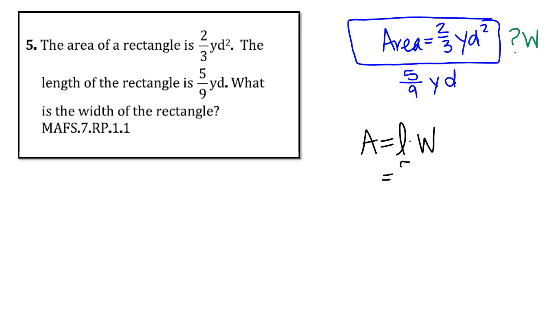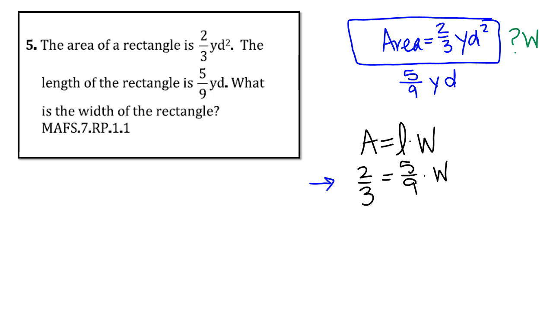And I know that my length is 5/9, but I don't know what my width is. And I also know my area is 2/3. So at this point, I'm just plugging in numbers that I know. Now from here, my goal is to get the W by itself.